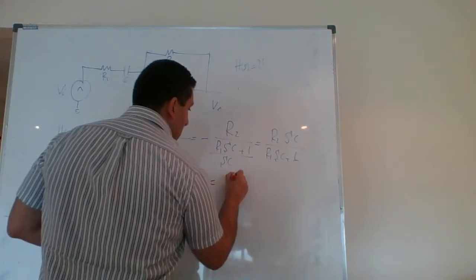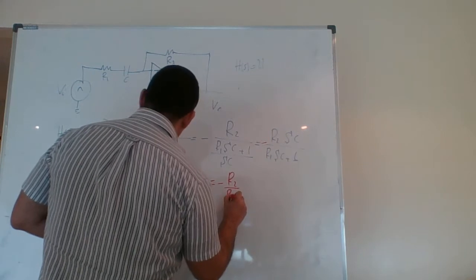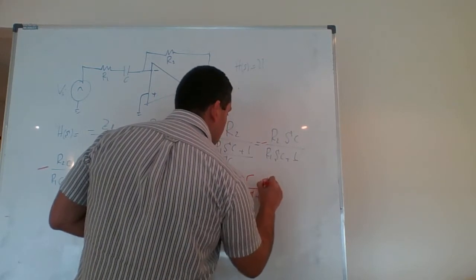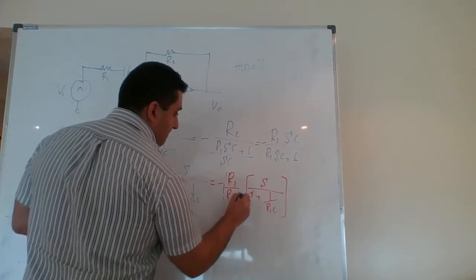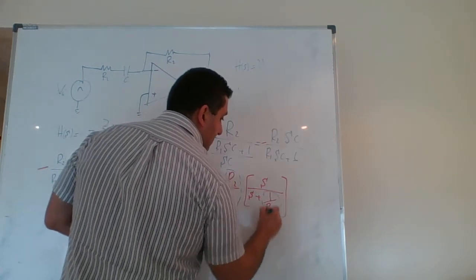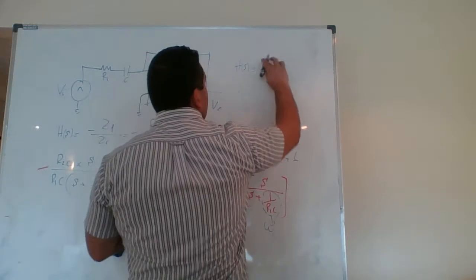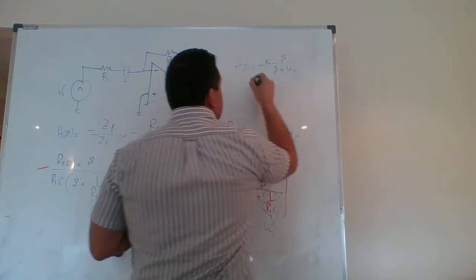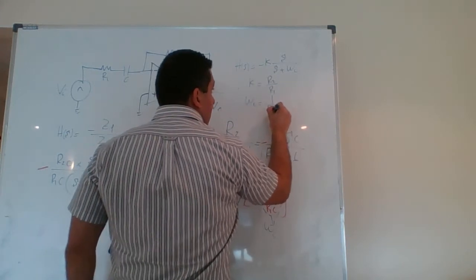The answer will be, so don't forget the minus, guys. Everything has to have a minus. Minus R2 over R1 multiplied by S divided by S plus 1 over R1C. This is K. This is omega C. So now the answer for this system is minus K S over S plus omega C. K is equal to R2 over R1, and omega C is 1 over R1C.